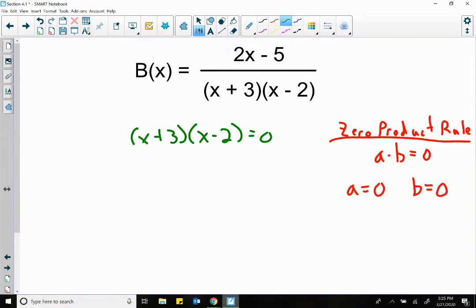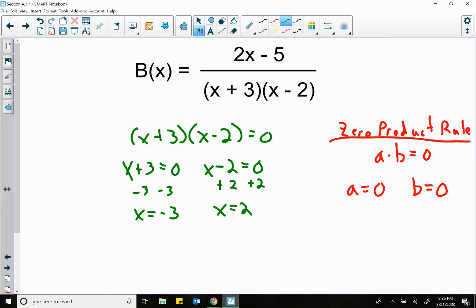Which one is the 0? I don't know. So we're going to set both of these equal to 0. And that's how we're going to know what x equals. It's called the zero product rule. So one of these 2 parentheses has to be 0. Which one is it? I don't know. So that's why we set them both equal to 0. So we subtract 3, x is equal to negative 3. So there's one of the numbers we're going to throw out. Add 2, x is equal to positive 2. There's the other number we're going to throw out.